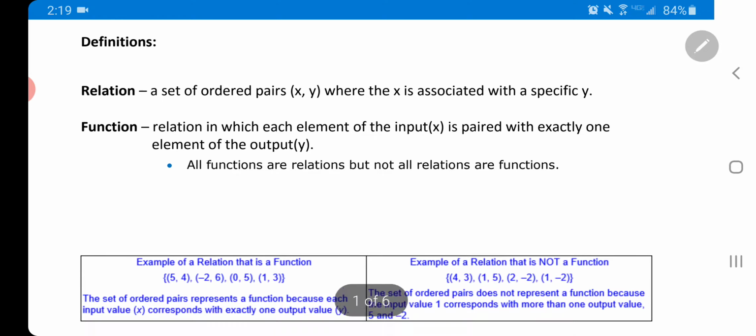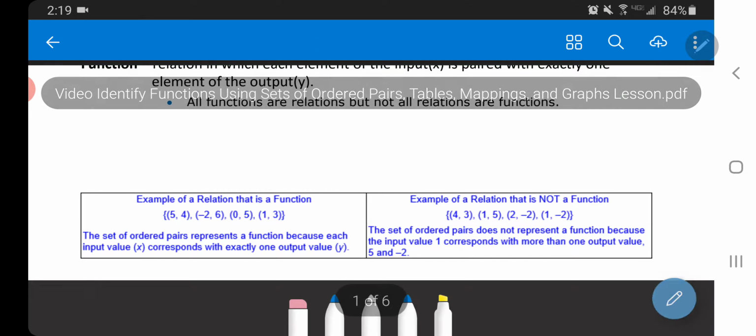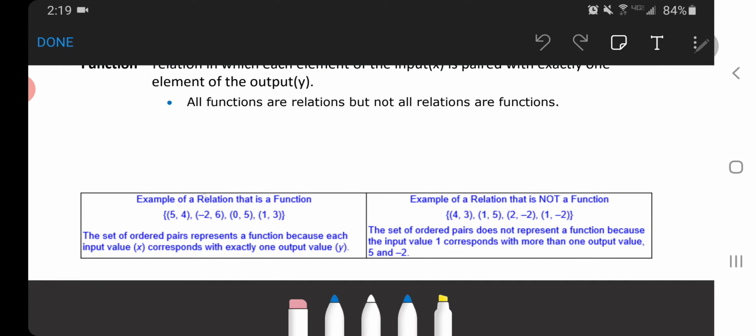Let's look at some examples here. So here's some ordered pairs. Let me get my pen out. Okay, so an example of a relation that is a function. They have these ordered pairs: (5, 4), (-2, 6), (0, 5), and (1, 3). Over here on this other side, they have an example of a relation that is not a function. They have the ordered pairs (4, 3), (1, 5), (2, -2), and (1, -2). You may be asking, why is one a function and the other one not?